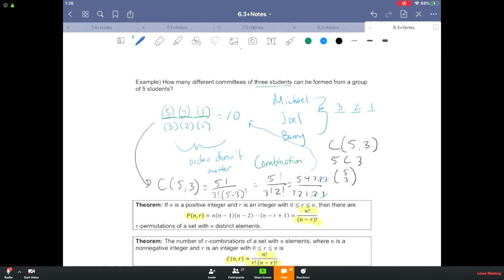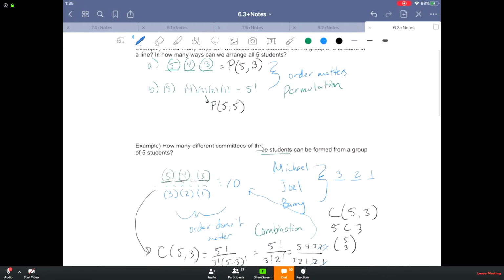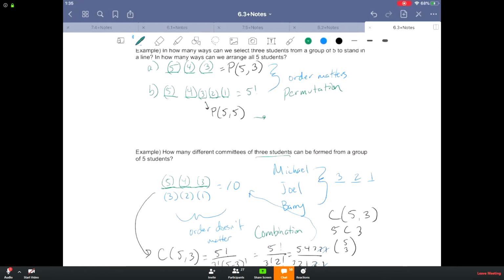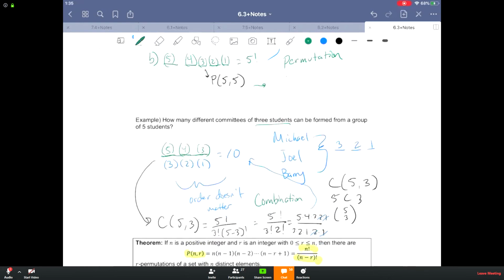The last thing you've got to be careful of is with this one here, the 5 choose 5. What the formula says is n factorial over 5 minus 5 factorial, right? That's 5 factorial over 0 factorial. You guys know what 0 factorial is? 1. Yeah, it's 1, right? So you get 5 factorial over 1. Okay, so 0 factorial is 1, and that just comes from the pattern. There's a nice pattern to those.